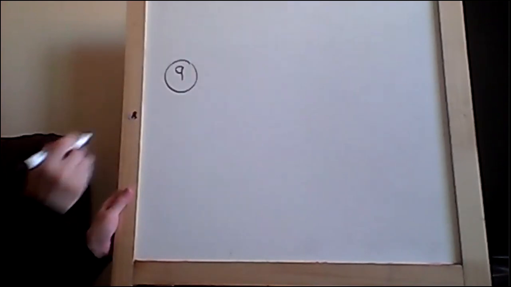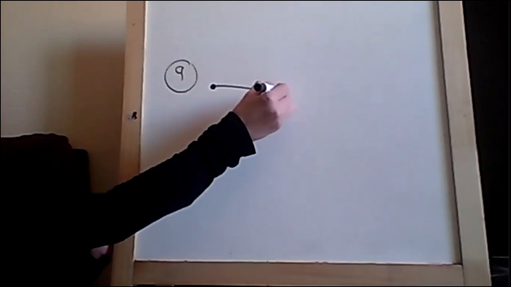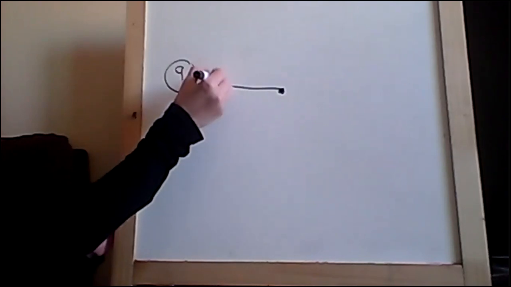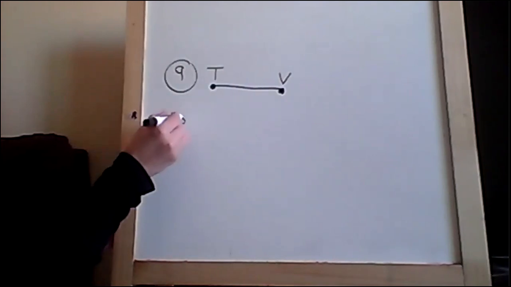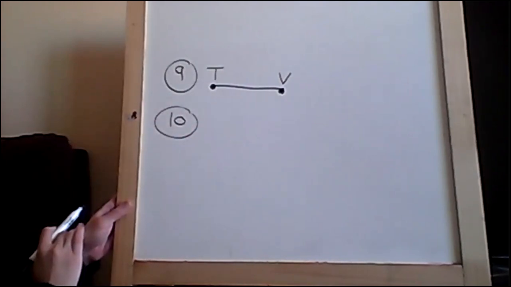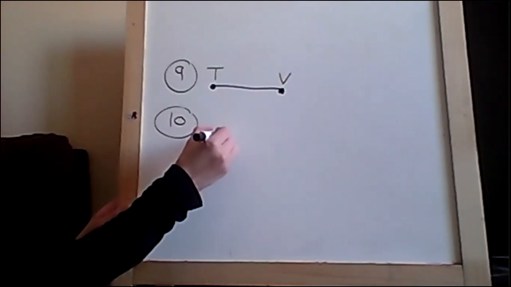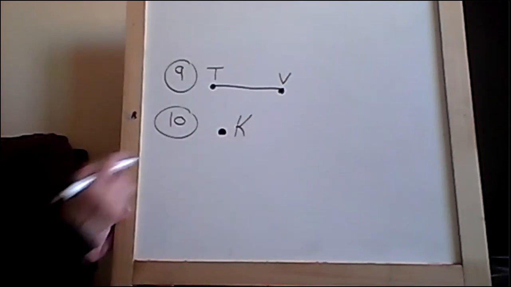I will draw line segment for question number 9. You have to draw a straight line with two end points. Then you have to write above the end point T, V. Number 10. I have only letter. That means we have a point. So you have to draw point, beside the point, draw letter.